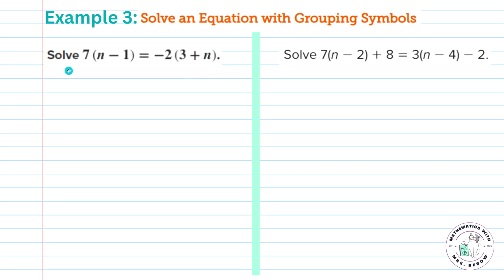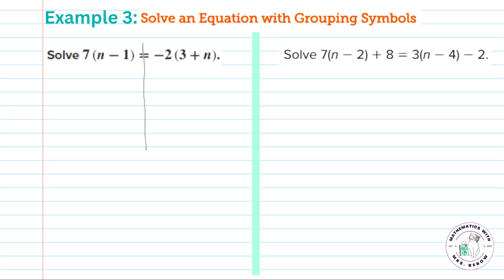So for the one on the left here, it says solve 7 multiplied by the quantity n minus 1 equals -2 multiplied by the quantity 3 plus n. So you might want to, especially when there's a lot going on, draw that line through your equal sign so you can just keep yourself organized as you go through these problems step by step. If you have parentheses going on, which we do in this case, these grouping symbols, the first step is to get rid of them. We need to apply the distributive property.